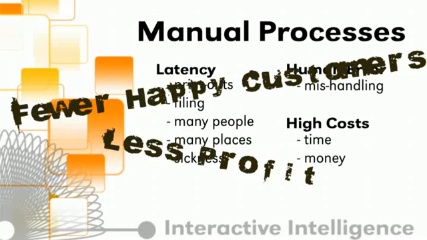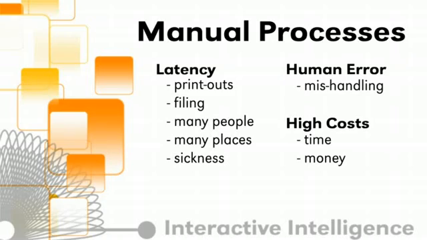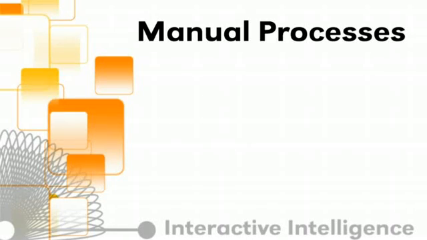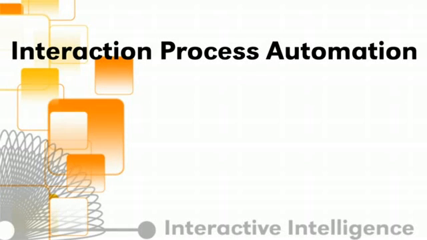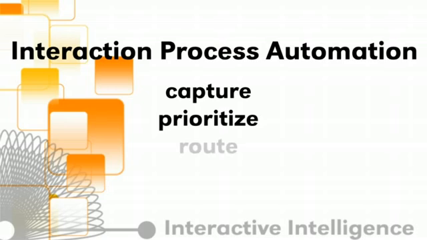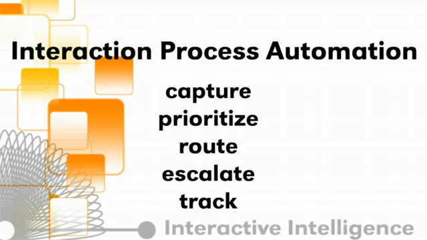But what if there was a way to automate those manual processes and accomplish more with fewer resources? If there were only a way to eliminate human error and latency and increase productivity and effectiveness? It can all happen when you automate that process. Introducing Interaction Process Automation. Based on a proven communications platform built by Interactive Intelligence, Interaction Process Automation will capture, prioritize, route, escalate, and track every step of any process flow.